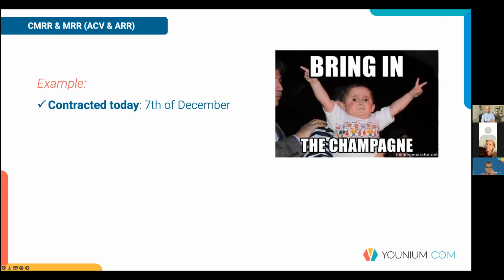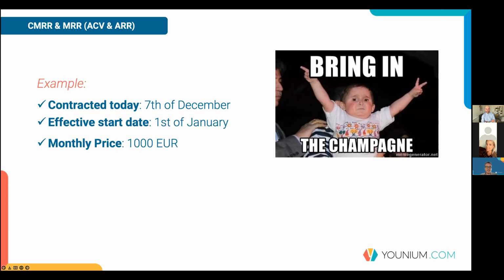But if we add some more information to this deal, let's say that they will actually start using our service the 1st of January. So even though we signed them today, they're starting to use the service. That's the effective start date of using our service, right? And let's say the monthly price is 1,000 euros.